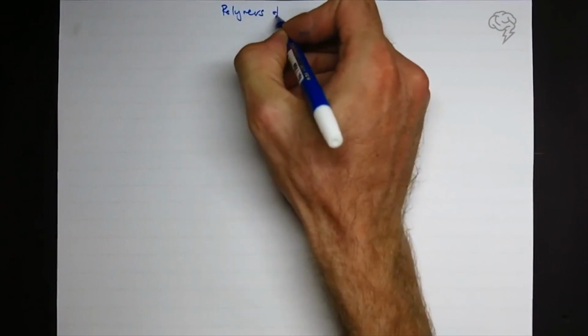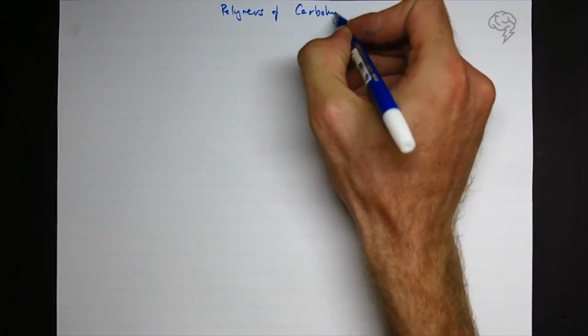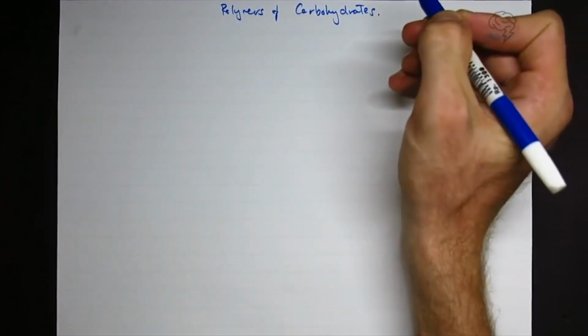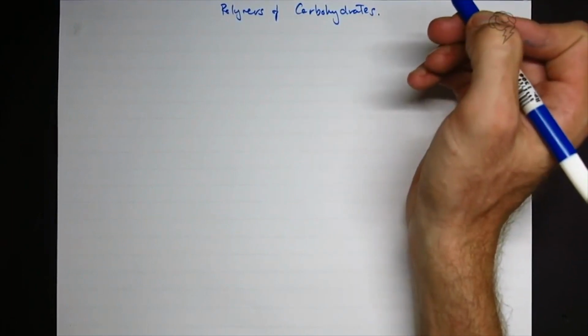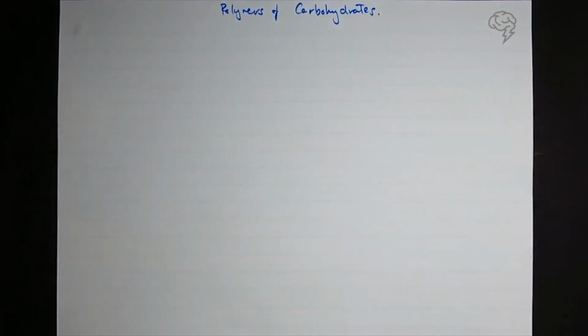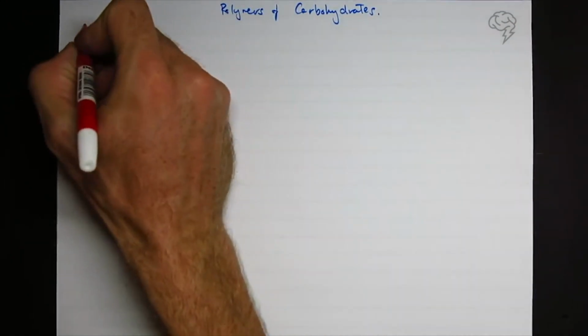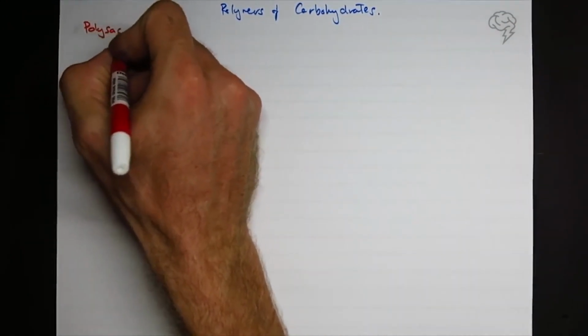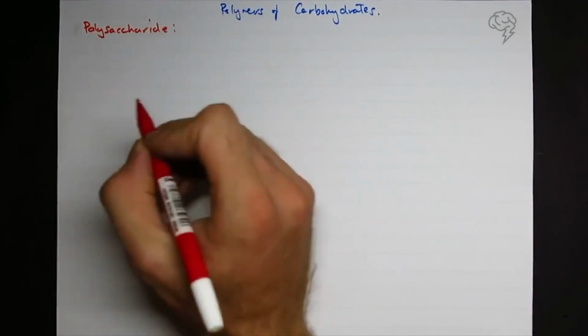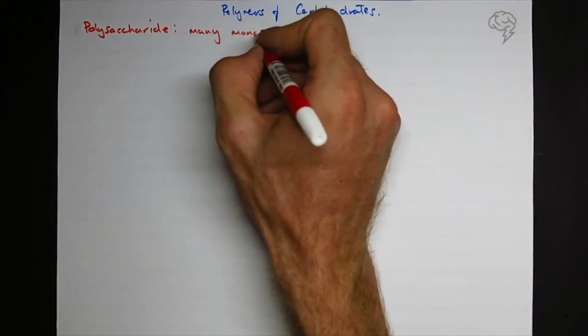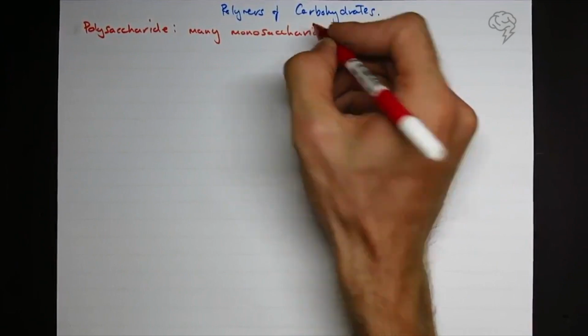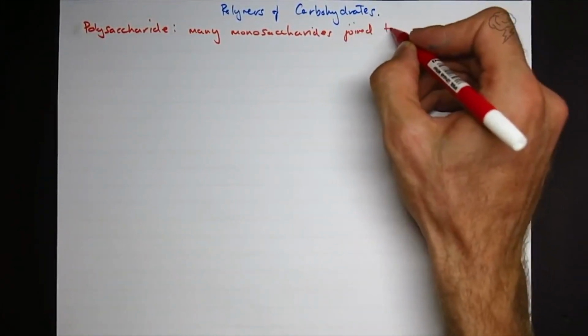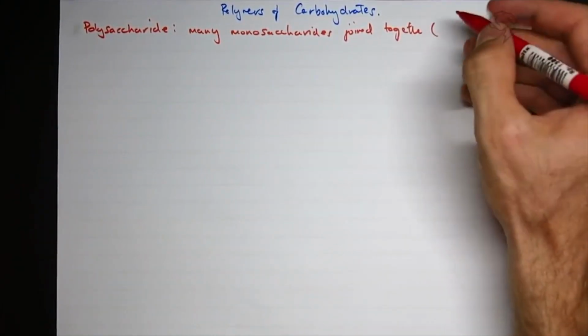Polymers of carbohydrates. Okay, right, where do we begin? Well, let's start with the word that we're going to be using a lot during this course, polysaccharide. Poly for many, double C in saccharide. What is a polysaccharide? Well, it's many monosaccharides joined together.